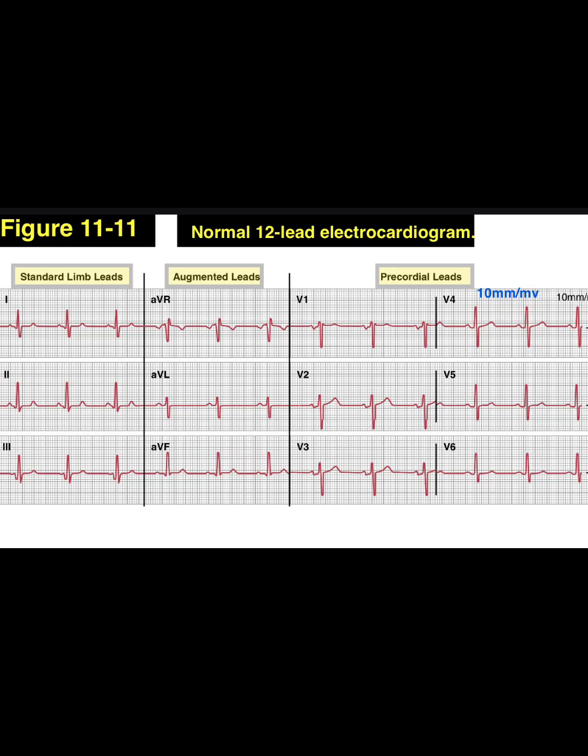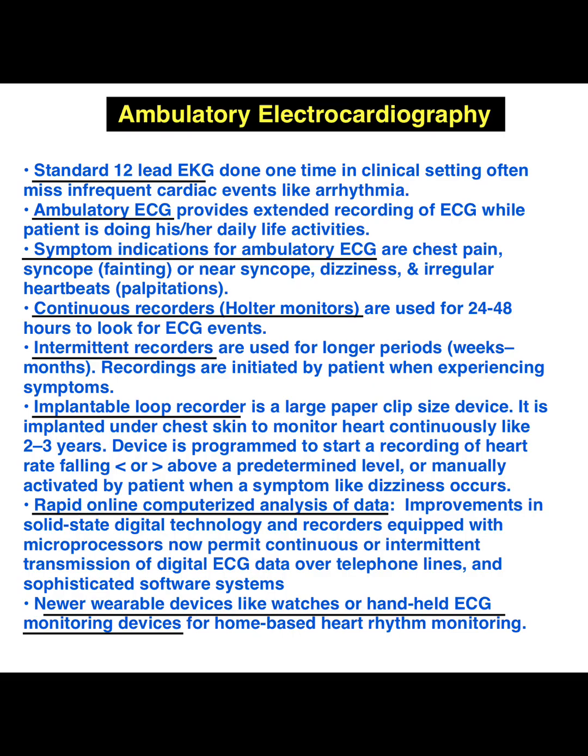This figure is about normal 12 lead ECG. This is showing 3 sets of leads. Number 1, standard limb leads; number 2, augmented leads; number 3, precordial leads or chest leads.